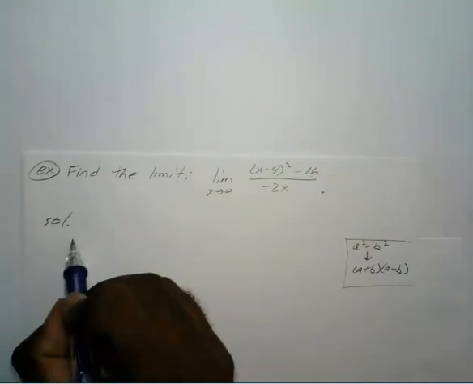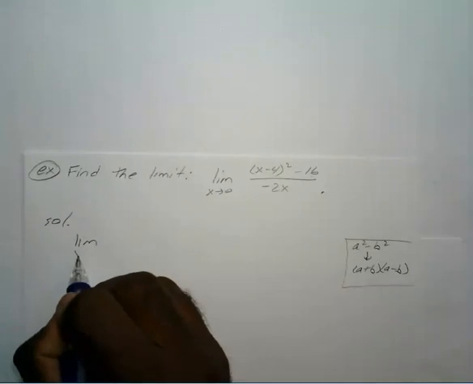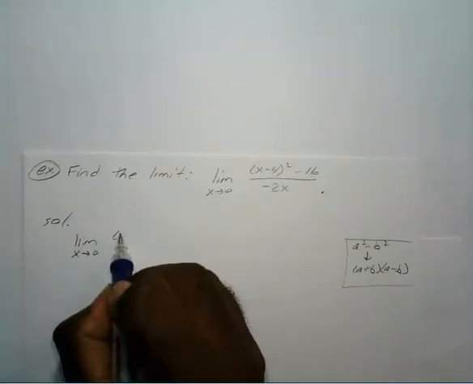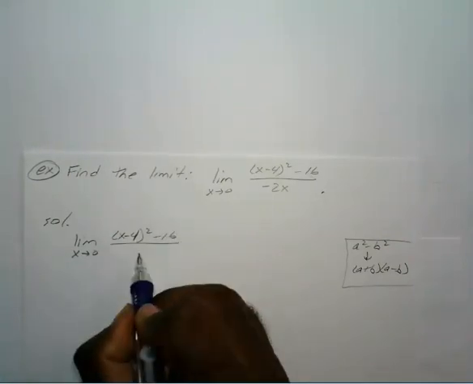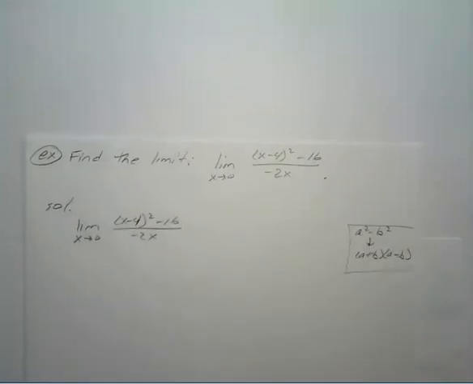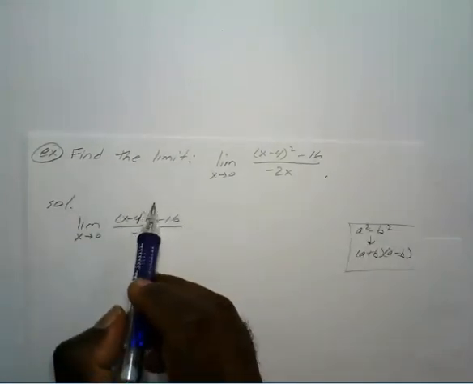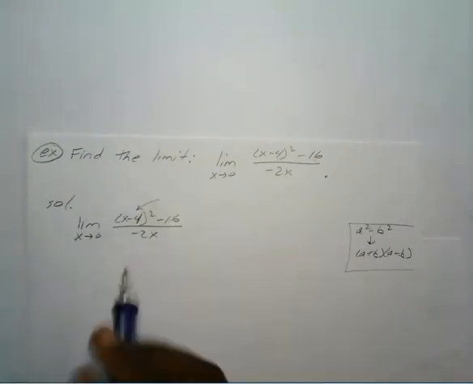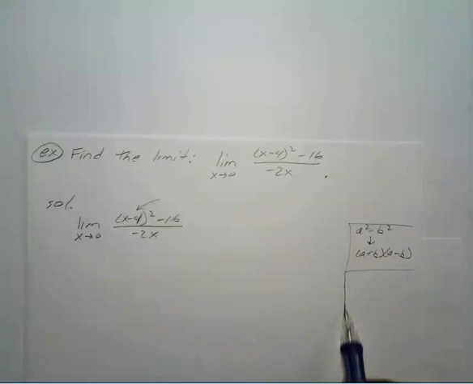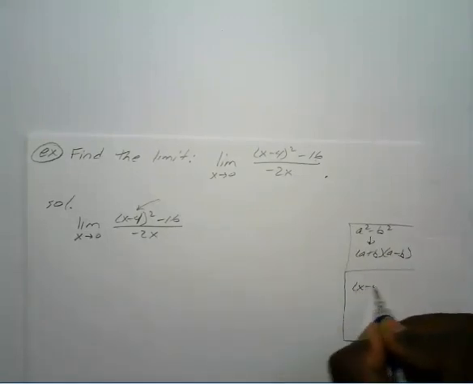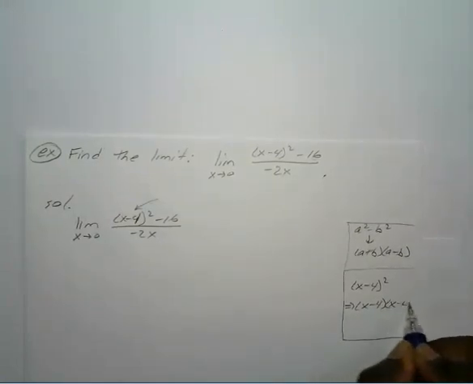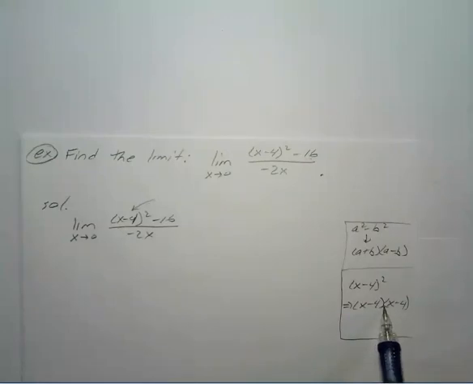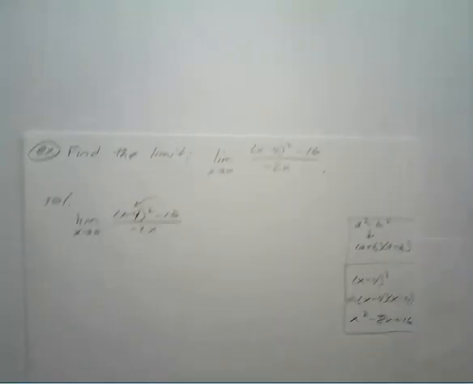Okay, so let's say we have the limit as x approaches 0 of x minus 4 squared minus 16 all over -2x. We're going to go ahead and expand this out right here. So that will be x minus 4 times x minus 4. Just a little side note here: x minus 4 squared, we're going to make that x minus 4 times x minus 4. So if we go ahead and FOIL it out, we end up with x squared minus 8x plus 16.